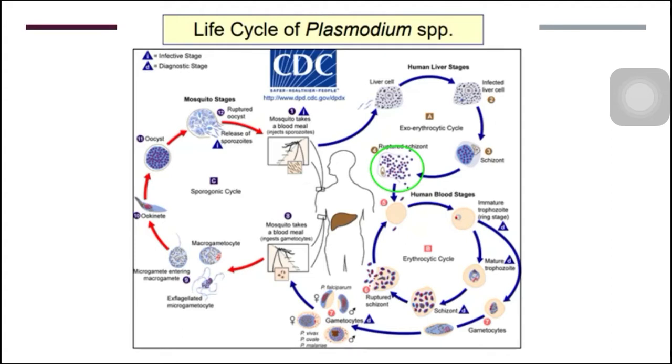Now, after this initial replication in the liver, which we call exoerythrocytic schizogony, the parasites undergo asexual multiplication in the erythrocytes. We call that erythrocytic schizogony. So merozoites infect red blood cells. Then the ring stage trophozoites mature into schizonts, which rupture releasing merozoites. Some parasites differentiate into sexual erythrocytic stages, which we call gametocytes.